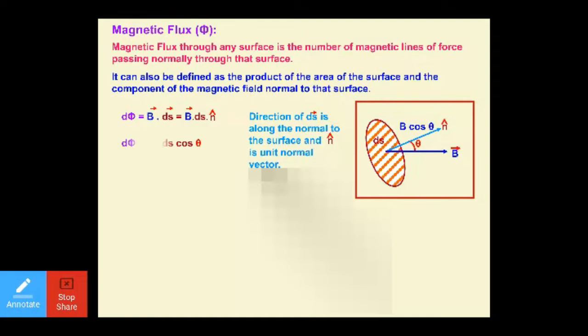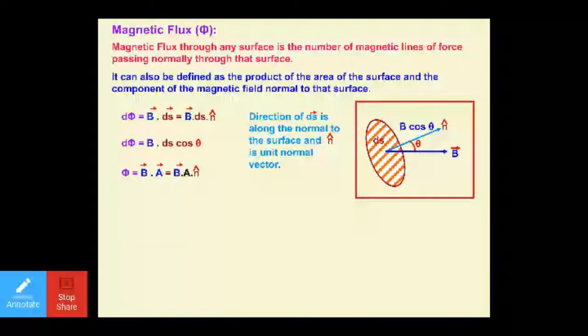Furthermore, d phi is equal to B ds cos theta. The previous expression was giving you the vectorial form of the flux, but the second expression will give you the magnitude form of the flux. Furthermore, if the surface area is not variable, it is a fixed surface area, it can be represented by an area along the normal direction. Then you can write phi is equal to B vector dot A vector. Previously we have written d phi equal to B vector dot ds vector. But once the area is fixed, there is no variability, then you can write phi is equal to B vector dot A vector.